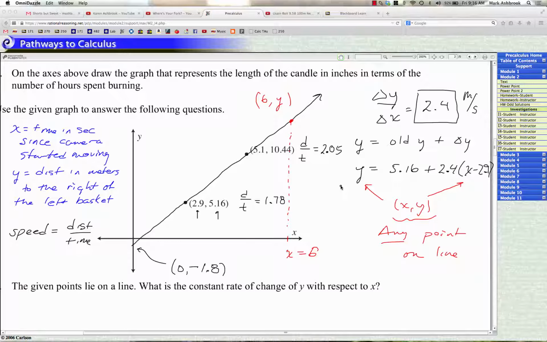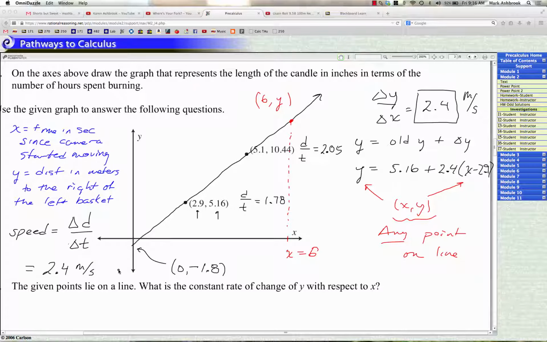Let's refine our formula here for speed. What is speed? Change in distance over change in time. Okay? And so that is exactly the same as what? Delta y over delta x. And that's our 2.4 meters per second. That's our constant rate of change. In this case, the constant rate of change is the constant speed of the camera.